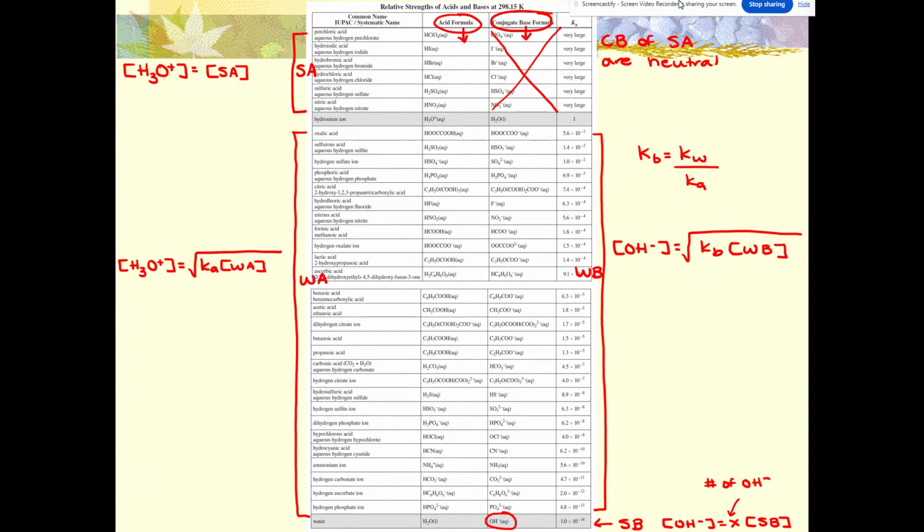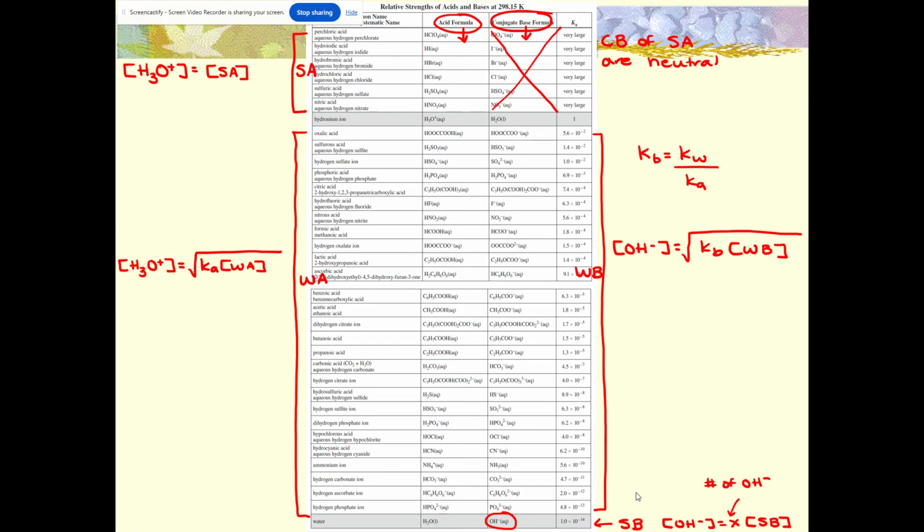Hello and welcome to this video for Chemistry 30 in the Equilibrium Acid-Base unit. In this lesson, we're going to look at calculating the pOH or the pH when we have a basic compound. So in the last video, we looked at calculating pH for acids.